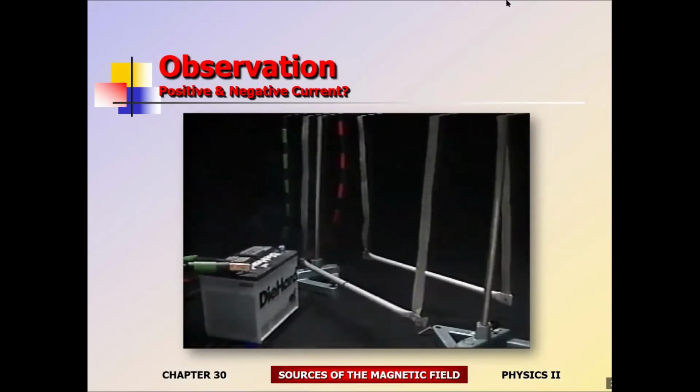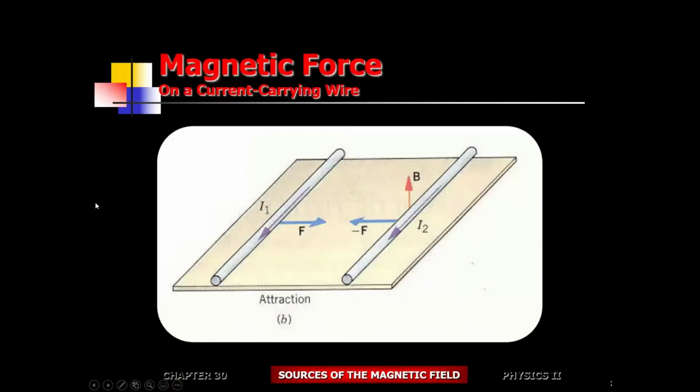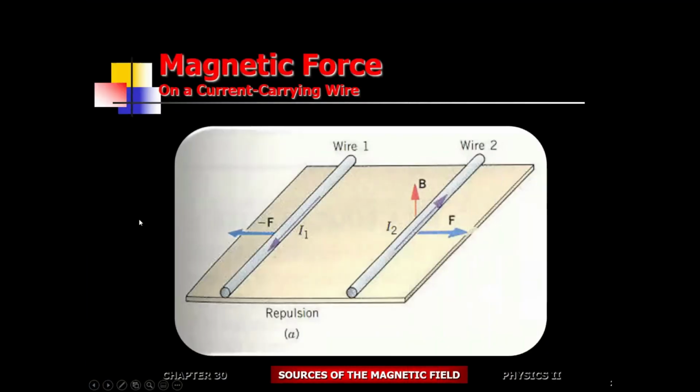When the currents are in the same direction, there's going to be a magnetic attraction. When the currents are in opposite directions, there's going to be a magnetic repulsion.